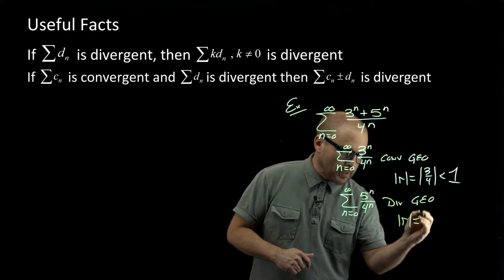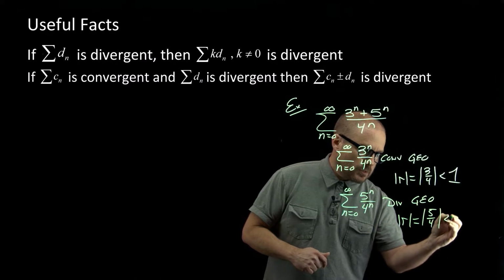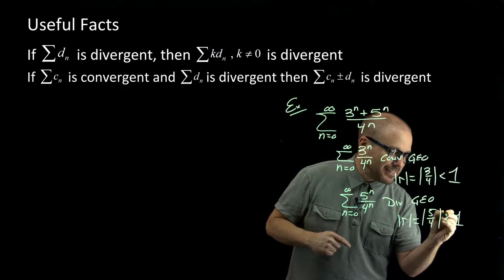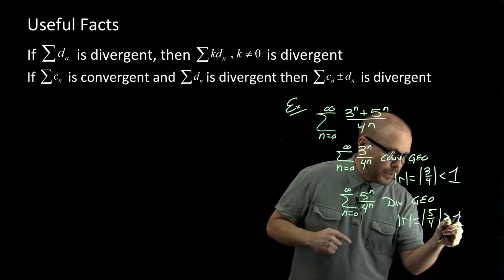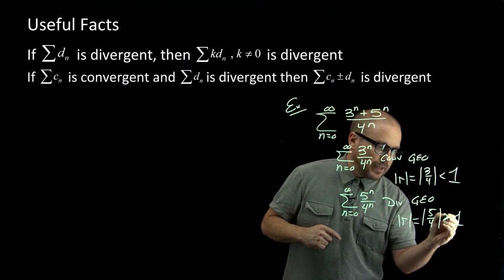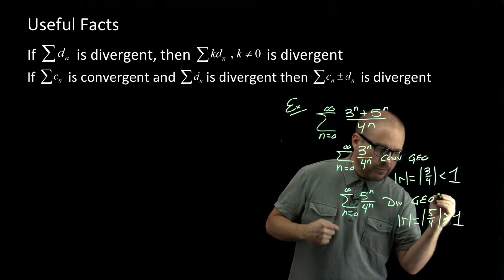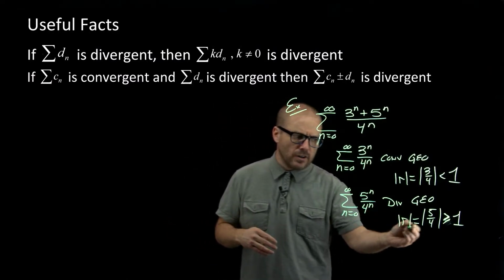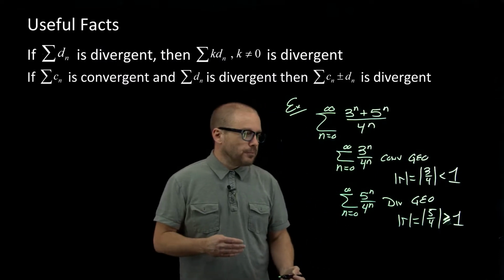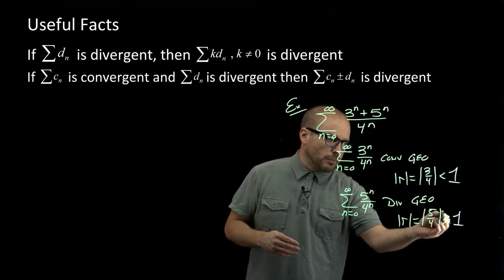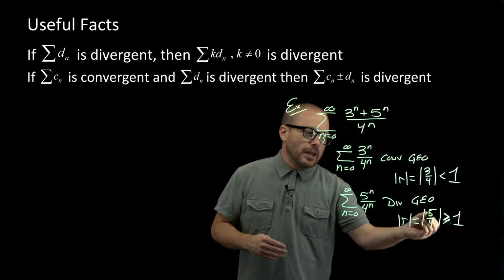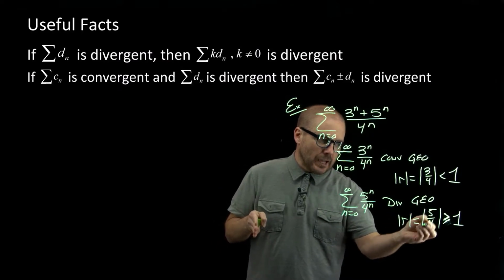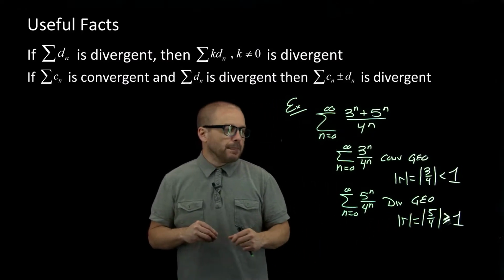Absolute value of r is absolute value of 5/4, which is less than 1. No, it's not. It's greater than 1, right? That's why, and actually, the criteria for divergence is that that needs to be greater than or equal to 1, right? If this r is actually 1, it's divergent as well. So when you do make this argument, make sure you say greater than or equal. That shows me that you understand that the condition is, for divergence, that the absolute value of that be greater than or equal to 1.